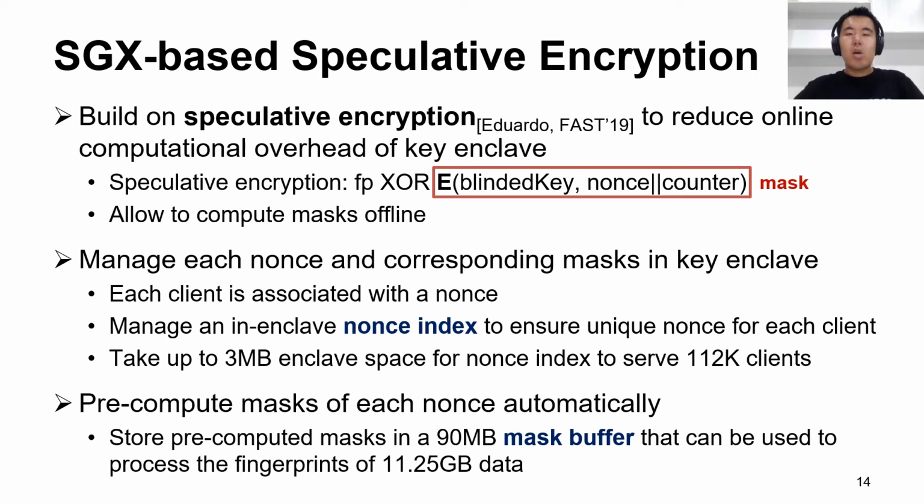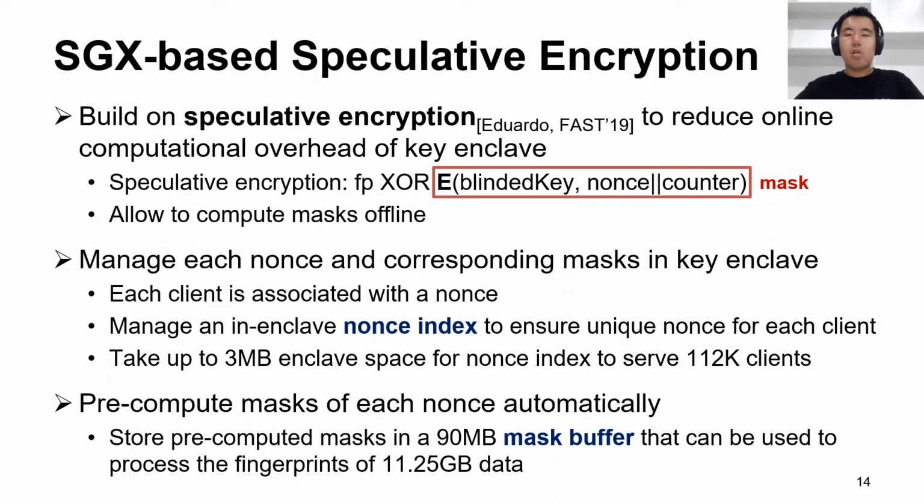It allows to compute the masks offline to reduce online overhead of the key enclave. The security requirement is that the mask cannot be reused. To implement the idea into SGXDedup, we assign each client with a unique nonce, such that the masks of different clients are distinct. Specifically, the key enclave manages a nonce index to store all existing nonces of clients.